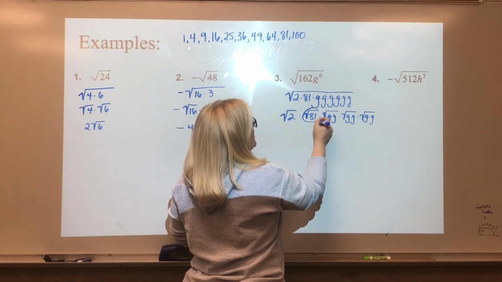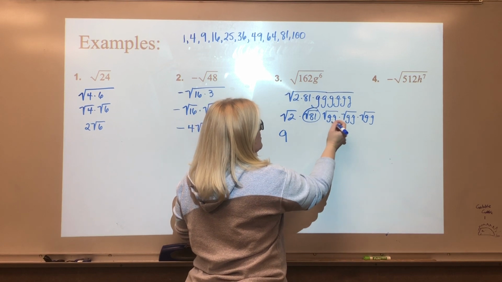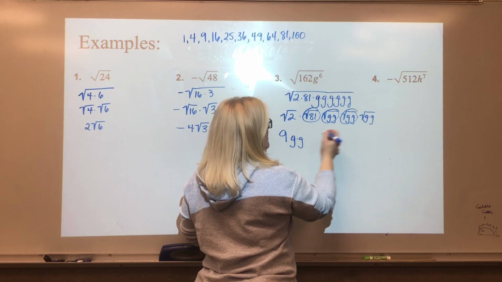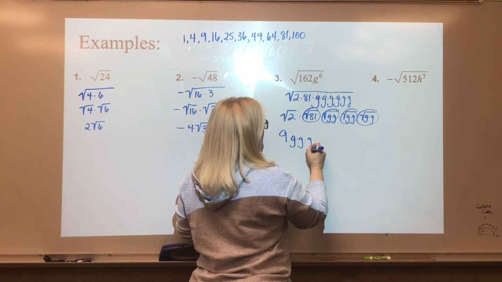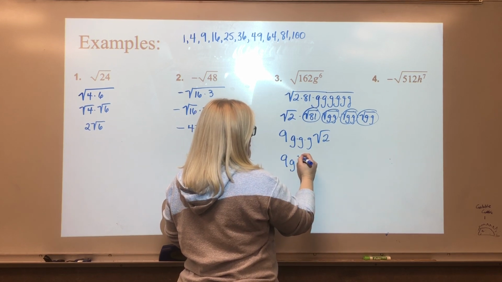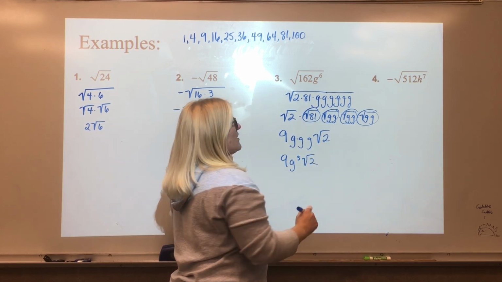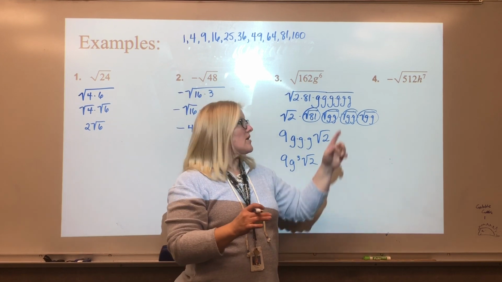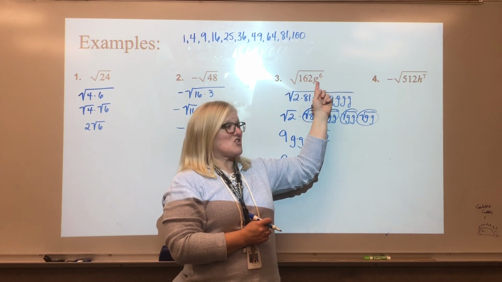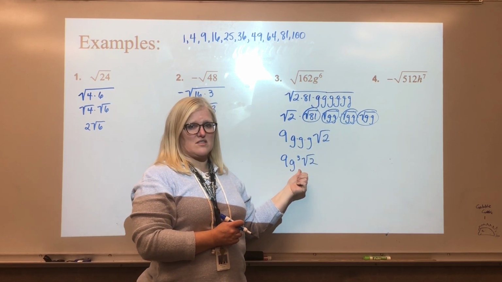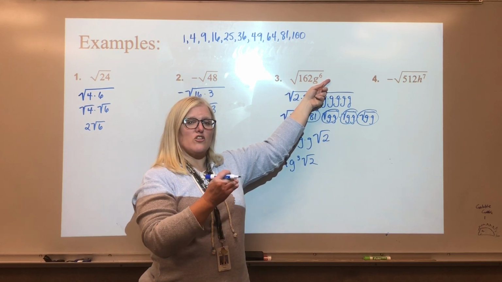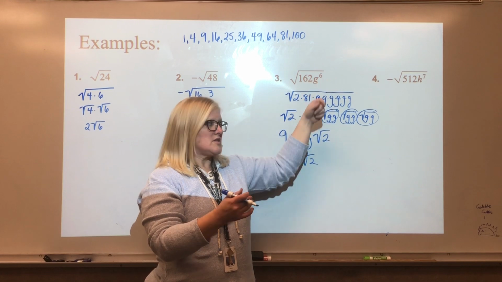So this becomes 9. This becomes g. This becomes g. And this becomes g. And then we're just left with the square root of 2. So I have 9g to the 3rd times the square root of 2. Now really this is how it works: if I have an even number here, I just divide by 2, and that's what comes out in the front, because g to the 6th is a perfect square. It's g to the 3rd squared.